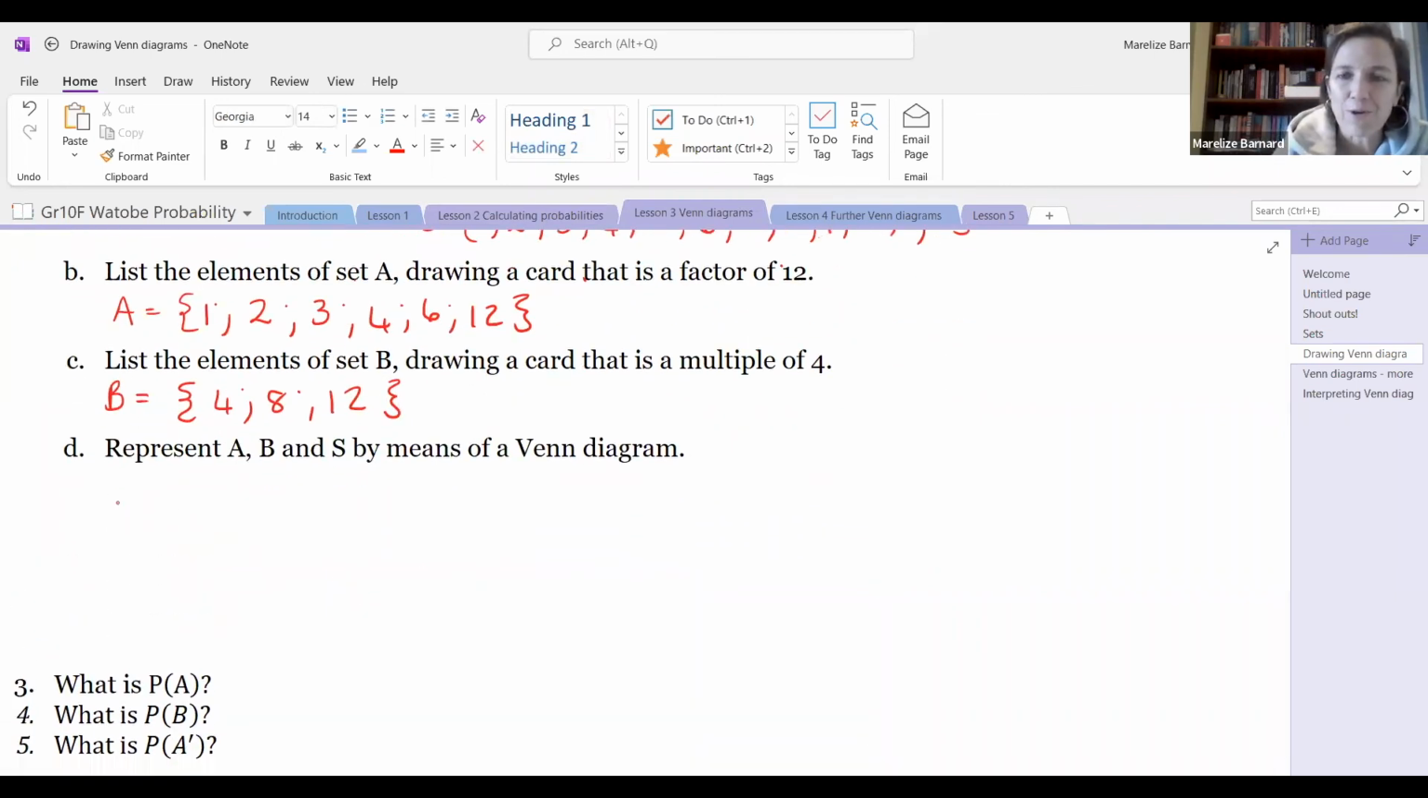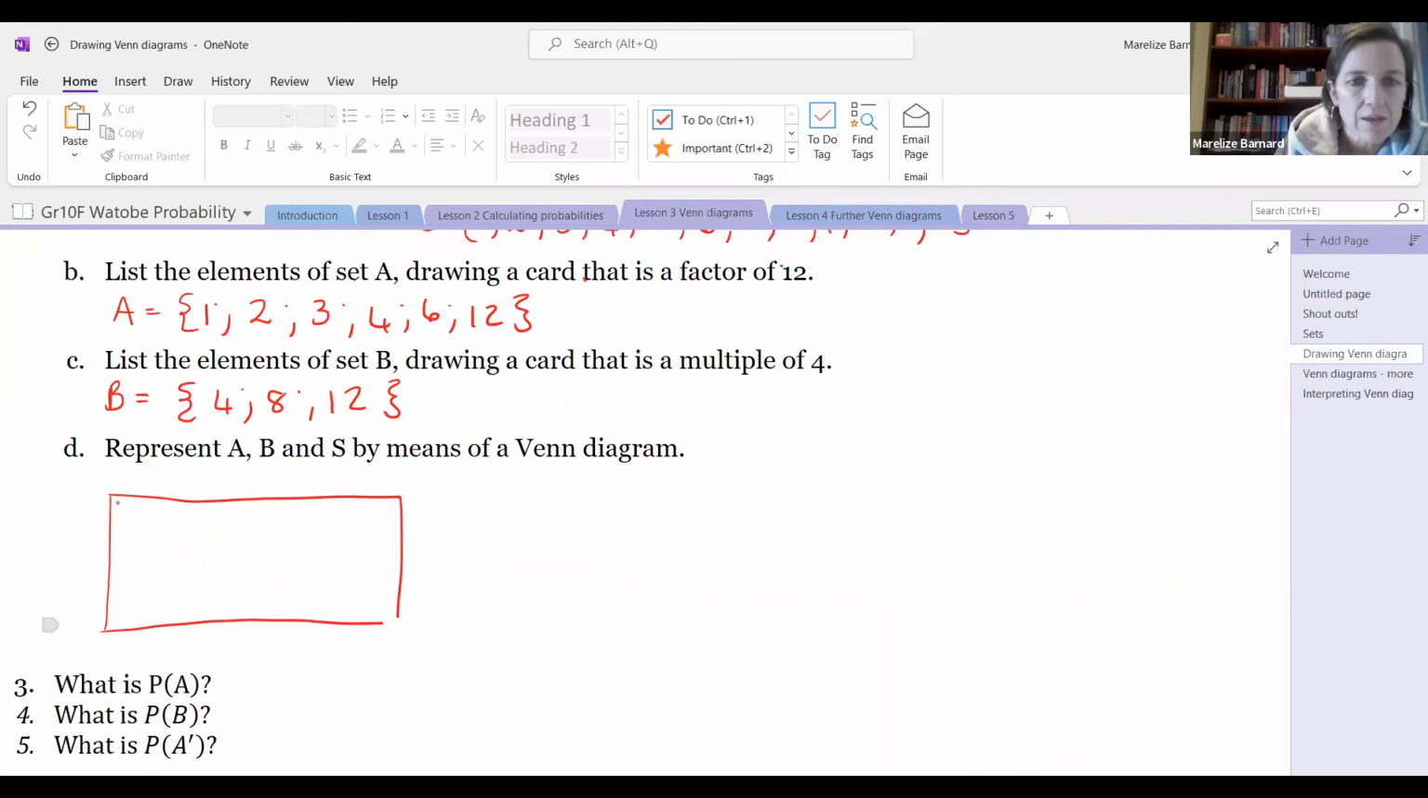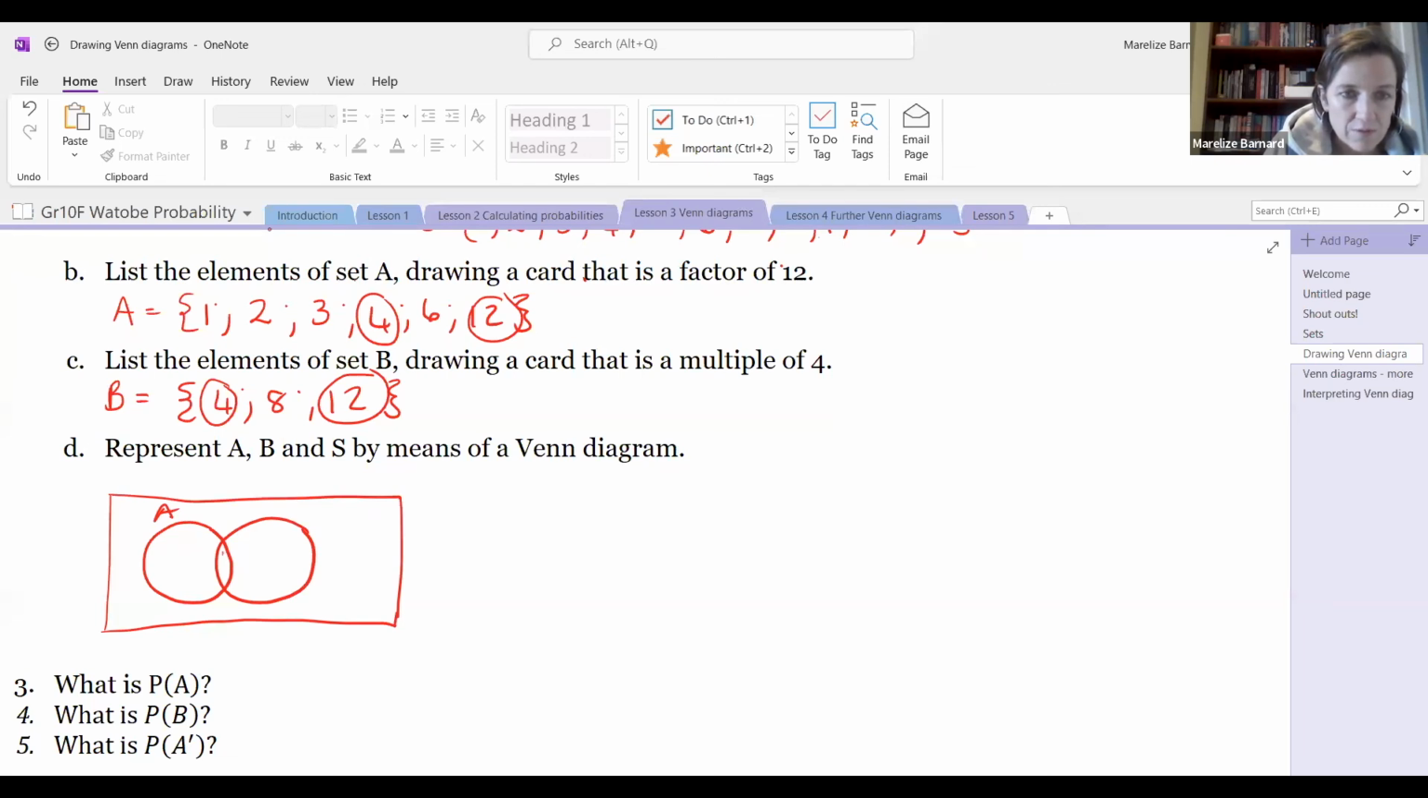Okay, so you can't post your Venn diagrams. I wish you could, but we're going to make our sample space, which is our rectangle. Now we have to check, is there intersection? There is intersection indeed. There's the 4 and the 4 and the 12 and the 12. So when I draw my two circles that represent A and B, I need to show that. So there's A and there's B. So where the overlap is, that is 4 and 12.